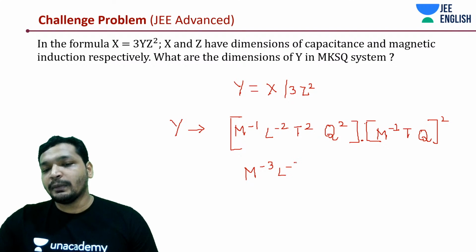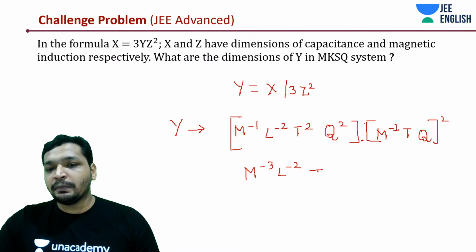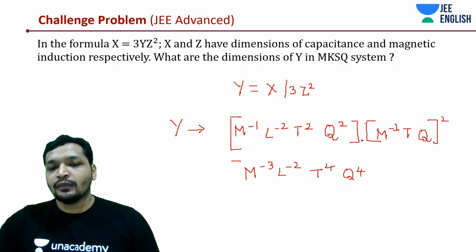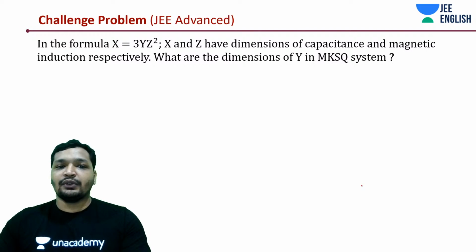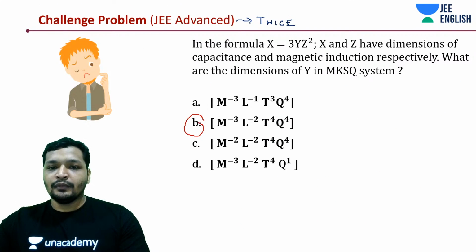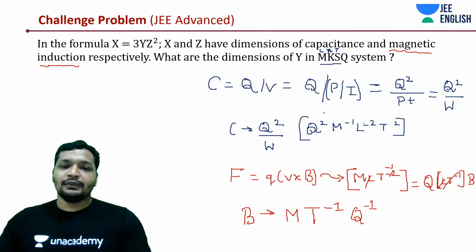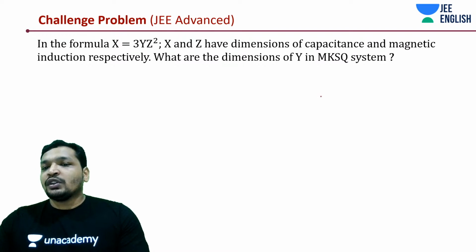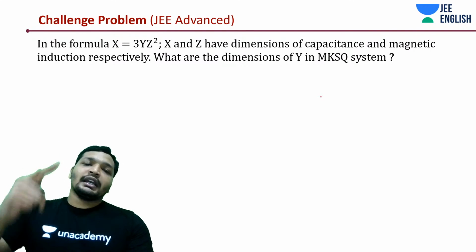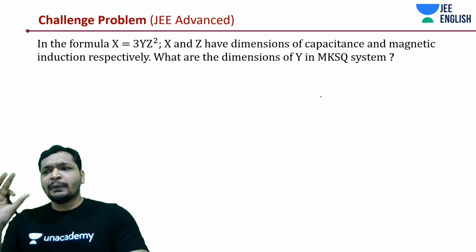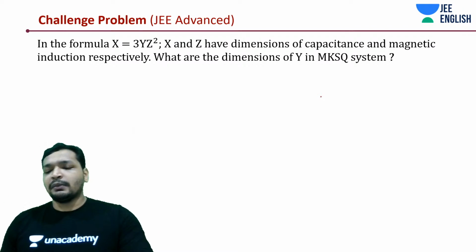And it's going to be L to the power minus 2, and this is going to be t to the power 4 and q to the power 4. Something like this would come up. You can do the calculations and understand it. The answer should be B. This is what we got. So let's move on to the next question. This was asked twice, so practice this question again and again if you didn't get it, and we'll also discuss some important questions around which typically you can expect your JEE Advanced problems.